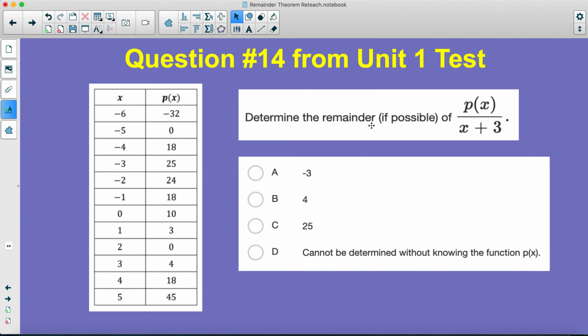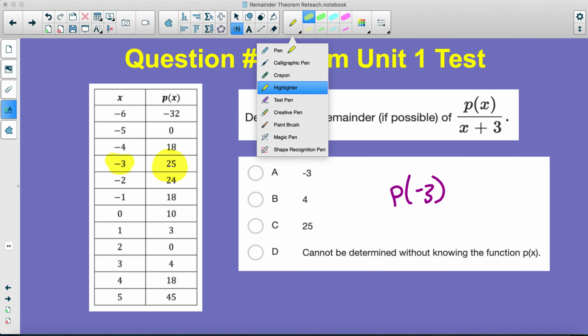Determine the remainder, if possible, of p of x over x plus 3. Now, we don't know what p of x, the actual function, is. We can't divide it. But we do have this table that gives us x and p of x. The remainder theorem tells us that when p of x is divided by x plus 3, the remainder is going to be exactly the same value as p of negative 3. So we have to look at the table where x equals negative 3, and that is our answer, 25, because that's p of negative 3.